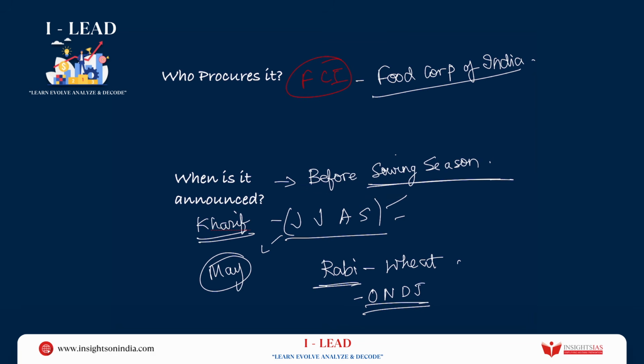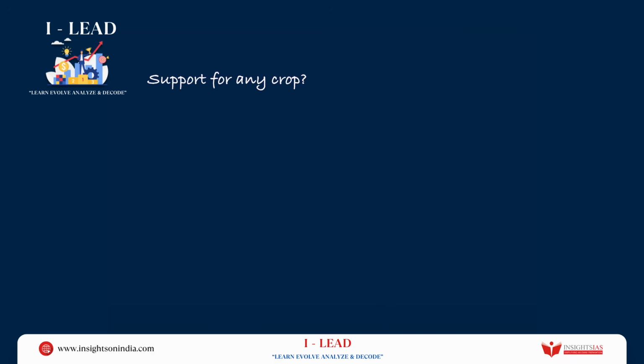So before the sowing season, it is going to be announced in September. Okay, so I hope that now you have some clarity as to when it is announced. Okay, sir, is it only announced for rice, or is it for every crop? That can be the next question. So for that, I would say that no, it is not for every crop. Every crop does not have the luxury of MSP. Government does not guarantee a minimum support price for every crop.